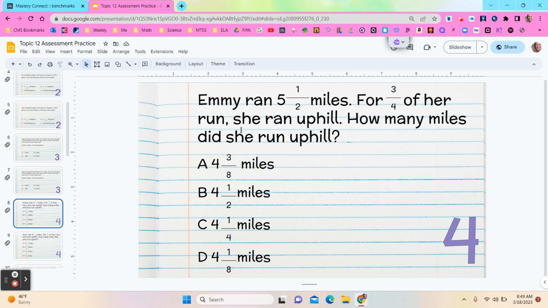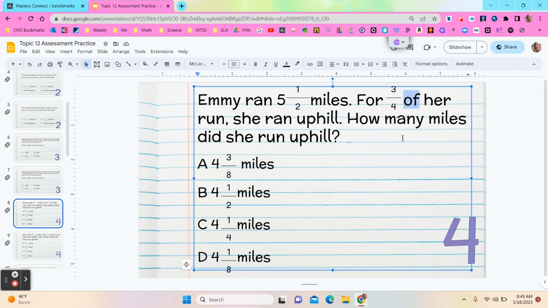Guys, I would like to point out to you this special word of that we've mentioned a lot. For 3/4 of her run, she ran uphill. But let's also just break this down with our T, and I think it'll come to you a lot easier. So, first thing is we're looking for how many miles she ran uphill.